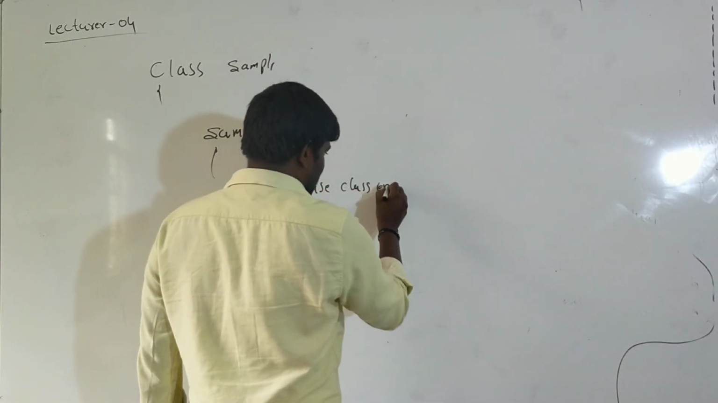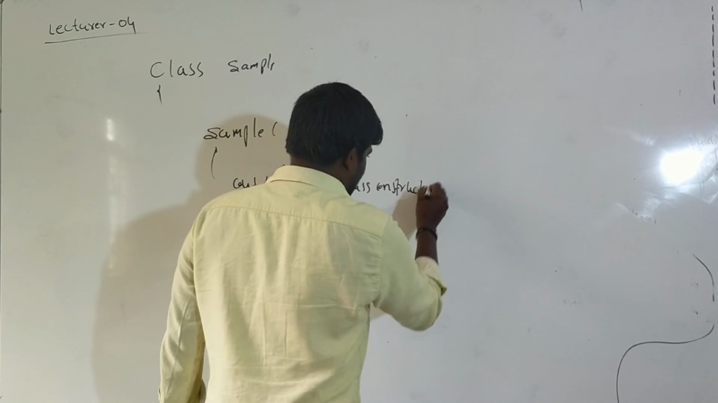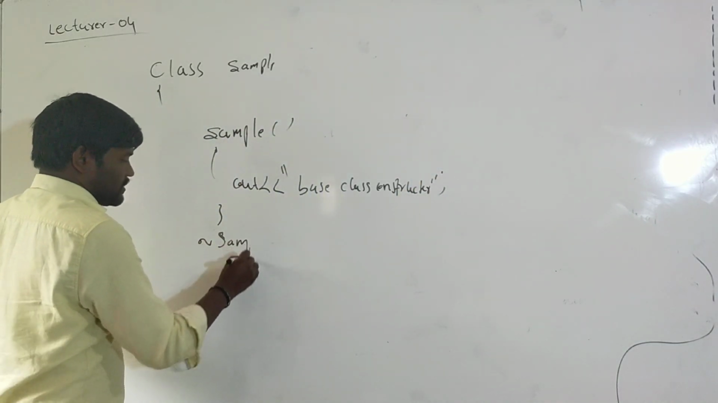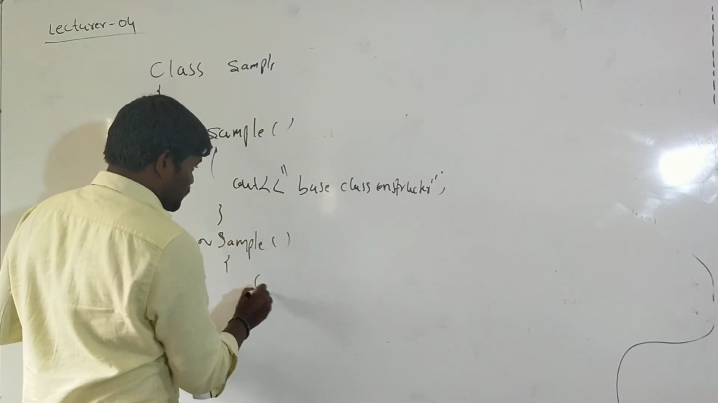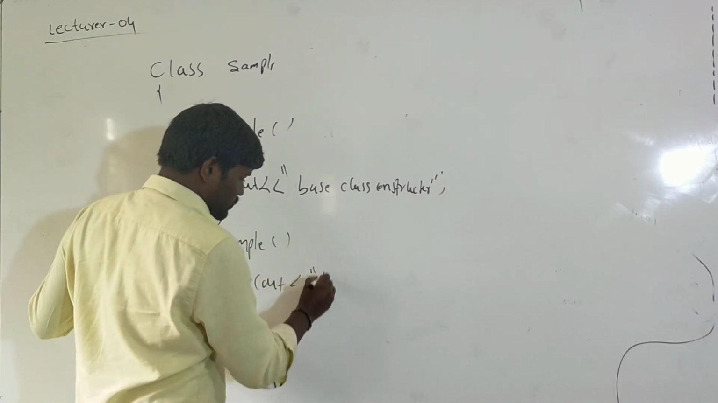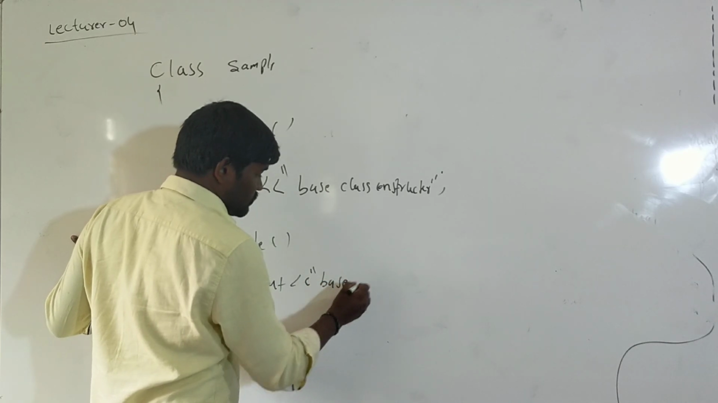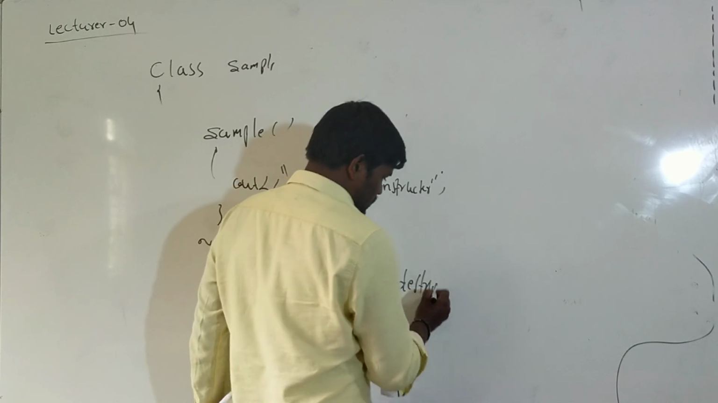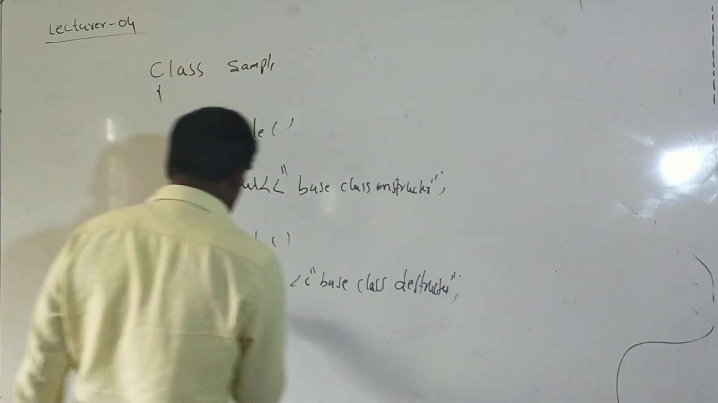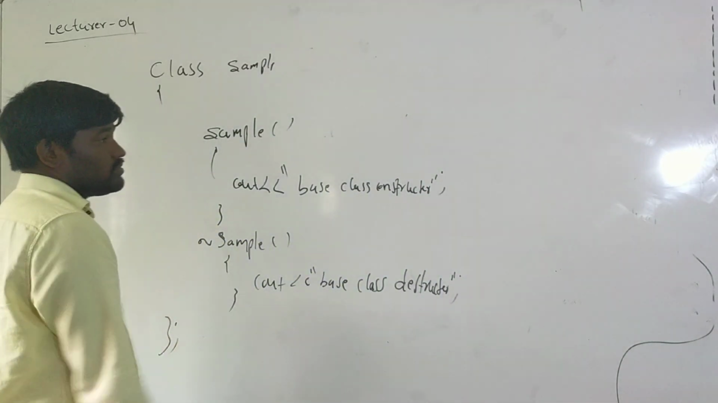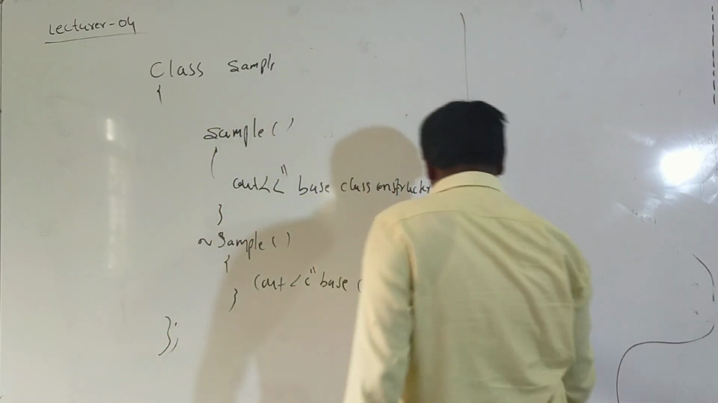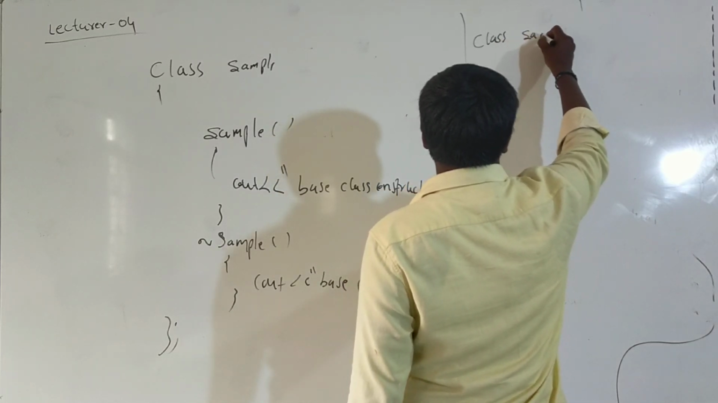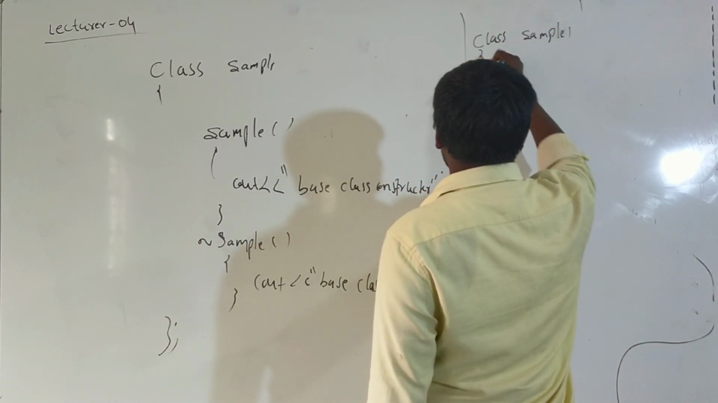Base class constructor. Okay. Next I can write one destructor here. Base class sample, cout, base class destructor. Next I can write class sample1.